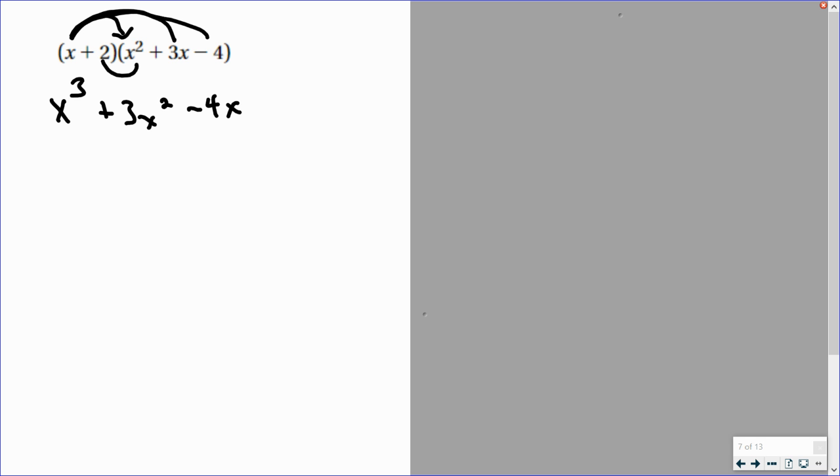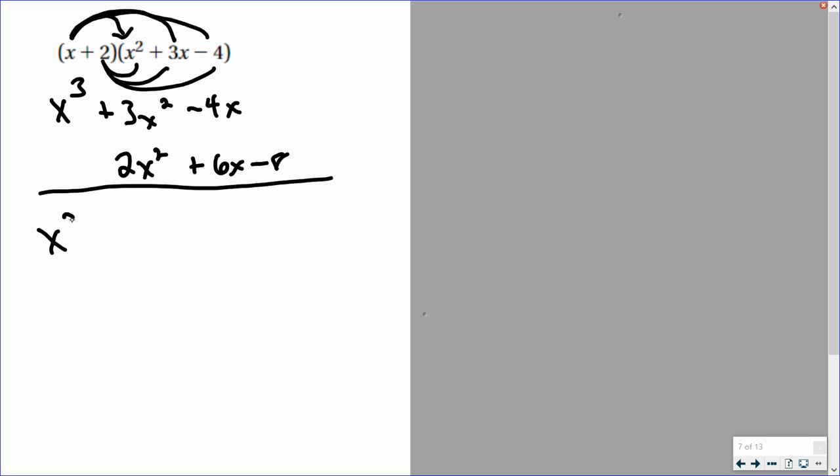X times 2 times x squared is 2x squared. 2 times x is 6x. 2 times negative 4 is negative 8. There we go.